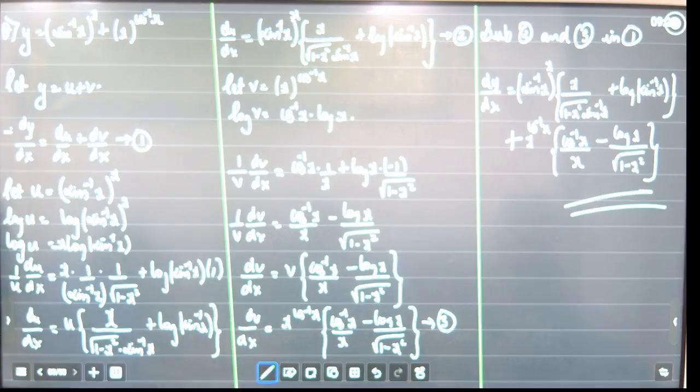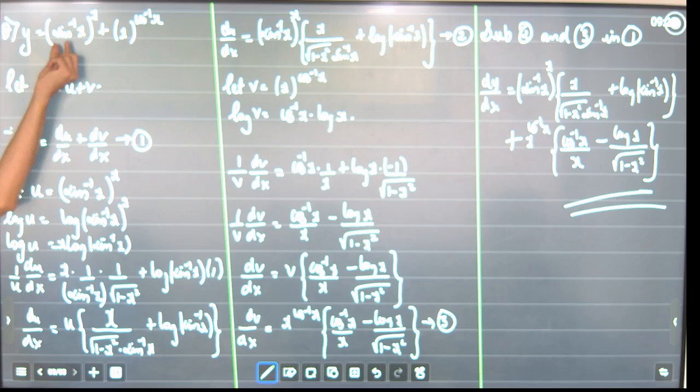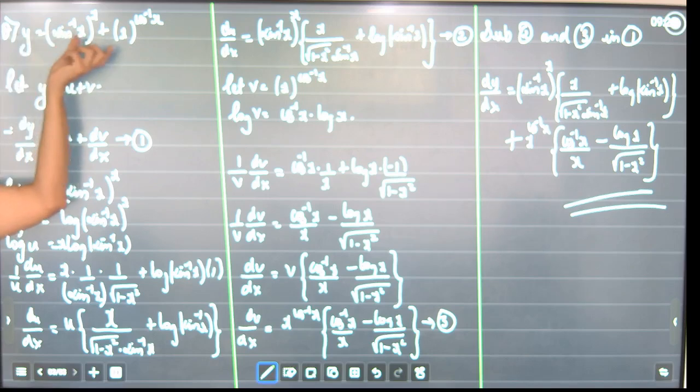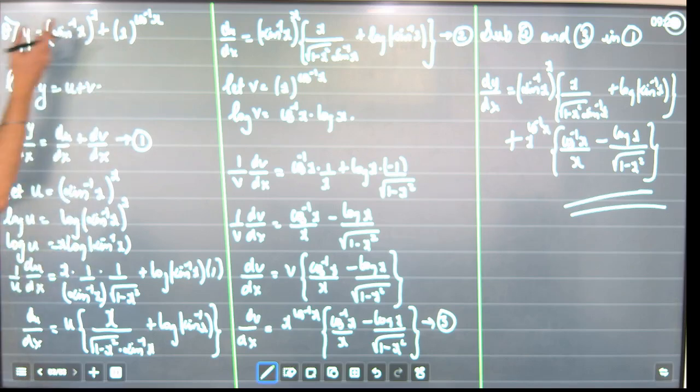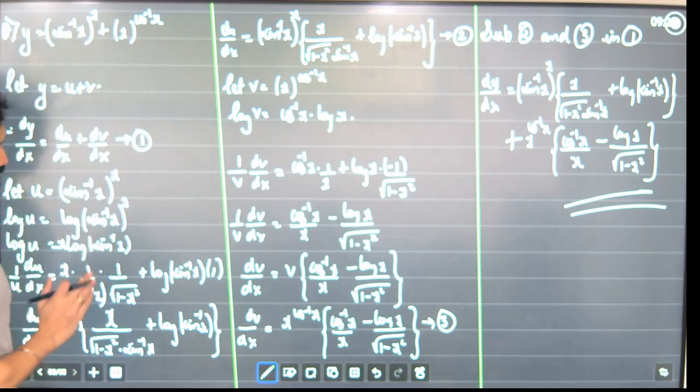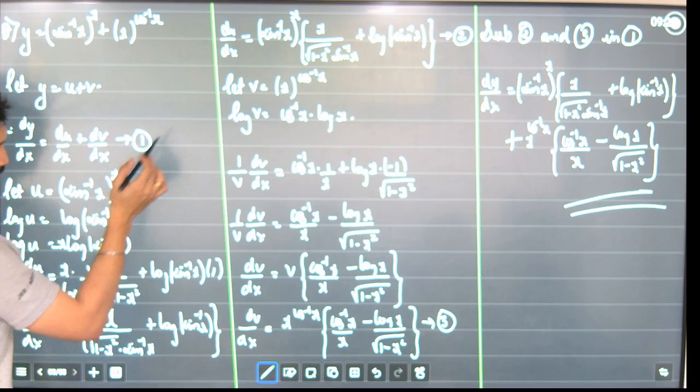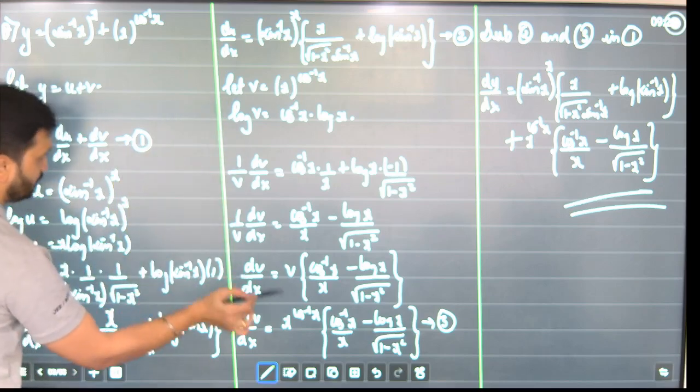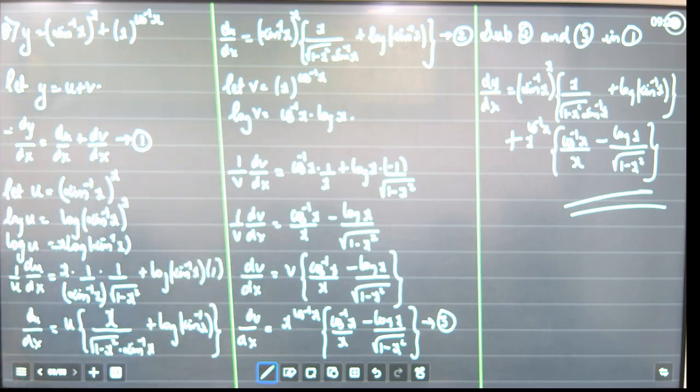So we have done the first differentiation individually taking log, the second differentiation individually taking log, and in the last step I've substituted equation 2 and equation 3 in equation 1. Did you guys understand this?